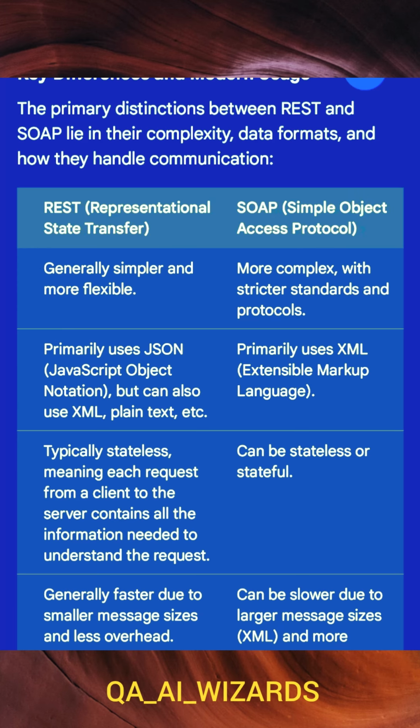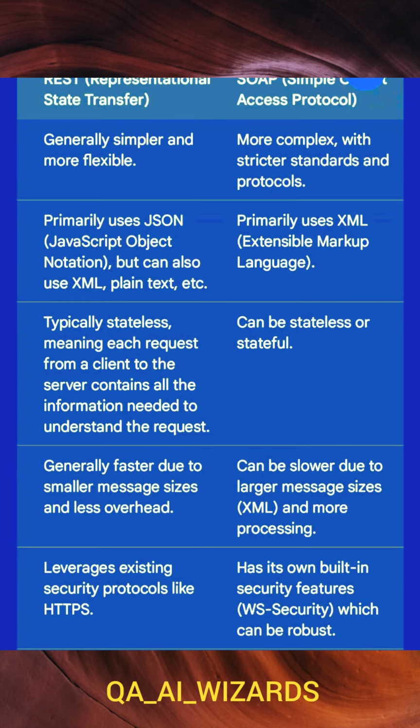Statelessness. REST is typically stateless, meaning each request from a client to the server contains all the information needed to understand the request. SOAP can be stateless or stateful. Performance. REST is generally faster, due to smaller message sizes and less overhead. SOAP can be slower due to larger message sizes, XML, and more processing.